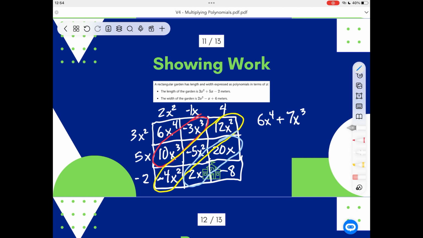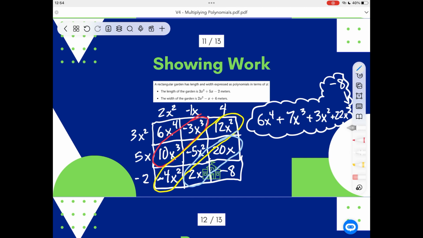I have a negative 4 and a negative 5 for my x squareds. That makes negative 9. And then a positive 12. And negative 9 plus 12, that's similar to 12 minus 9, which is positive 3x squared. 20x and 2x makes 22x. And then finally, my constant that would go at the end of my expression, I kind of ran out of room there, would be a minus 8. So 6x to the power of 4 plus 7x cubed plus 3x squared plus 22x minus 8. That would be the area of this garden.